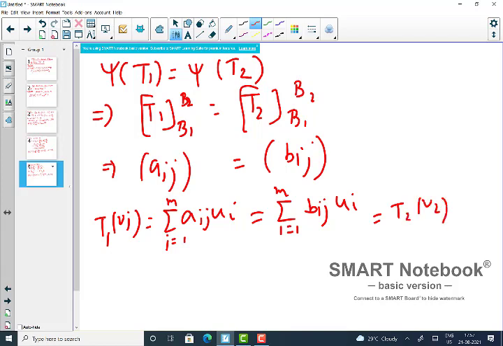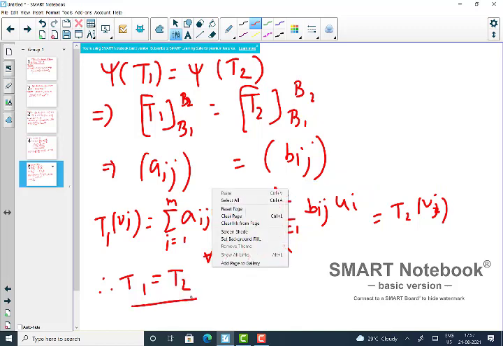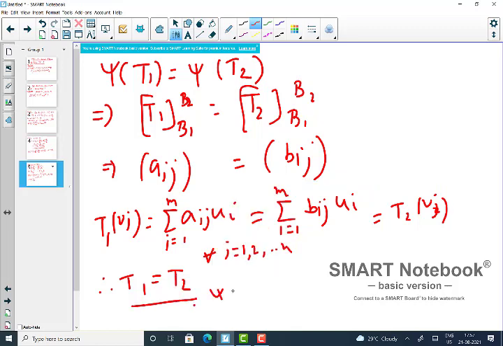So these maps T1 and T2 agree for all j, obviously for all j equal to 1, 2, up to n, and hence they are equal, because they are the same on the basis vectors. So what does that mean? That means psi is one-one.